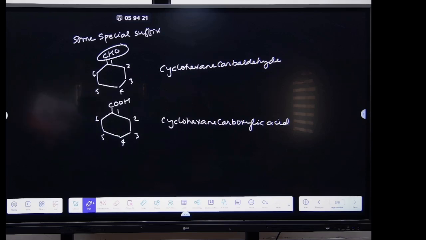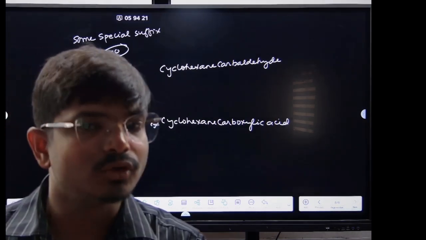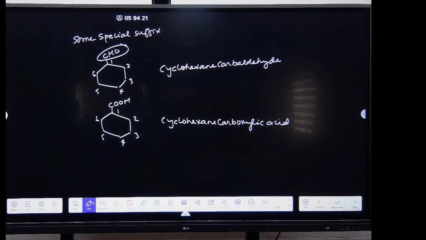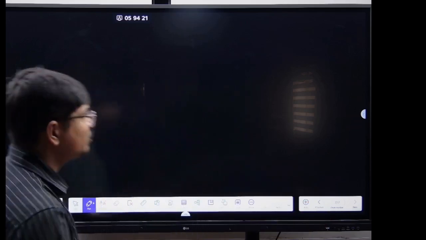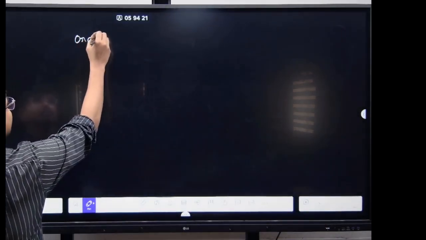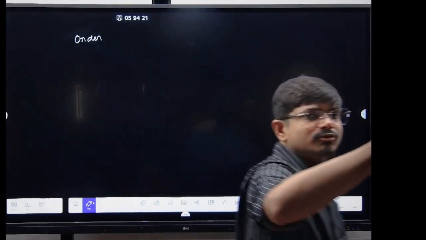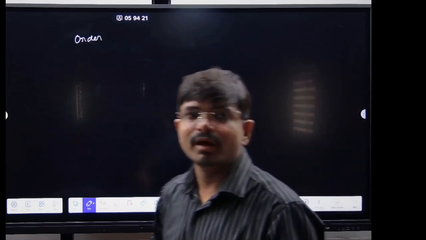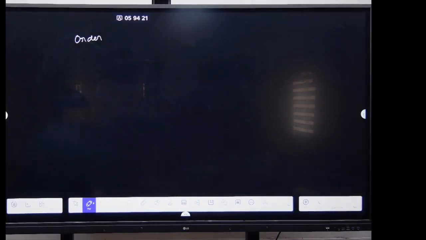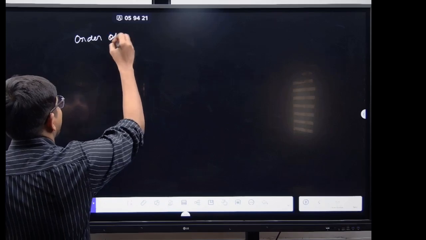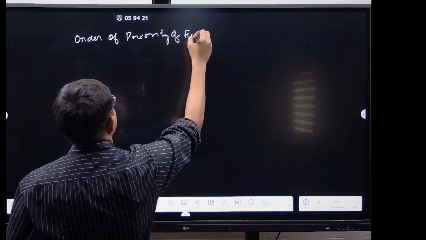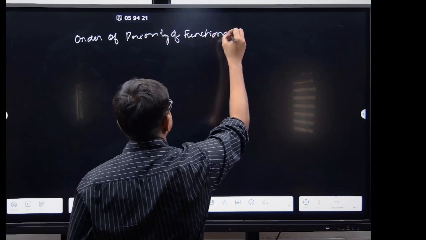They have also given the order of the priority of the functional groups. Got it? Let me explain this. See here, what is the order of the priority of the functional groups? This is important. Why is this important? Suppose two functional groups are there, suppose you have the aldehyde as well as the alcohol. Then whom to give the priority? That will be determined by the order of the priority of the functional groups.